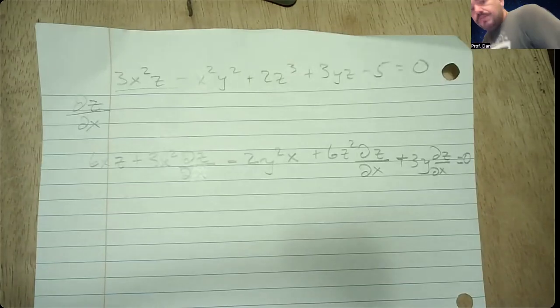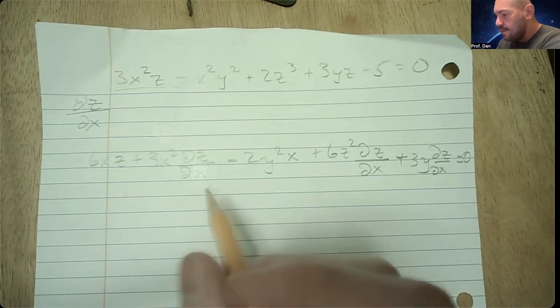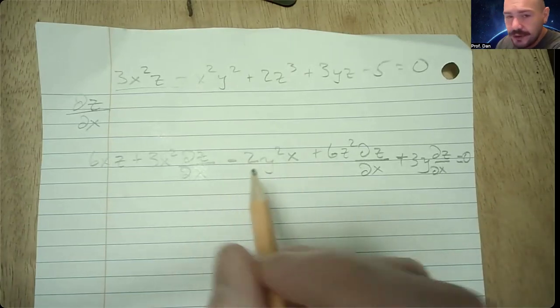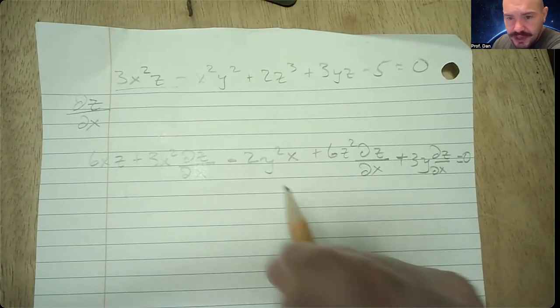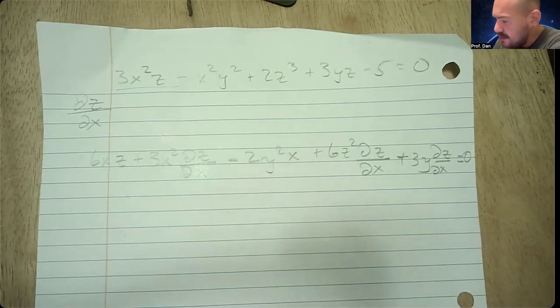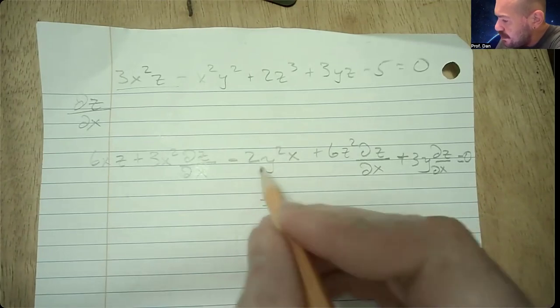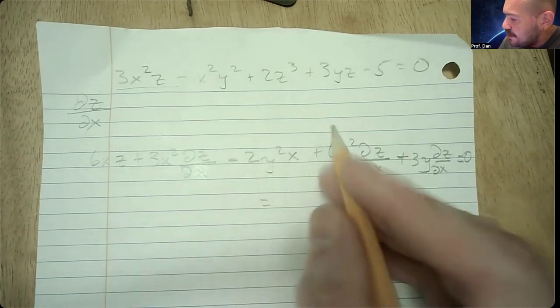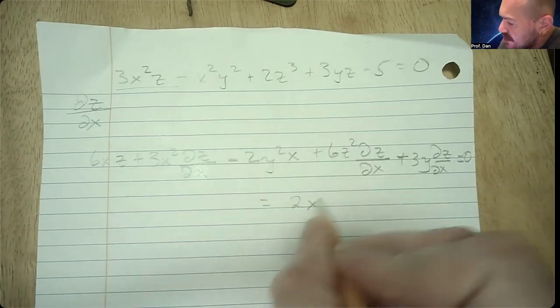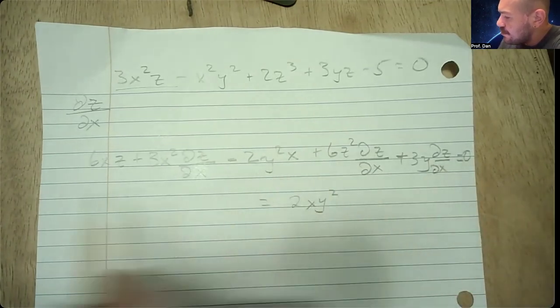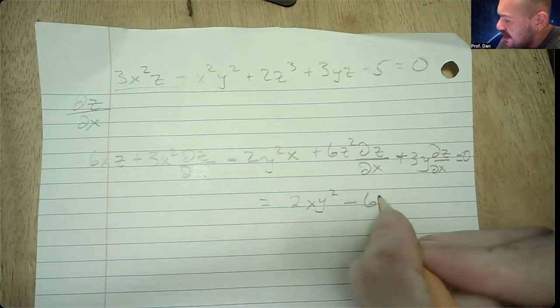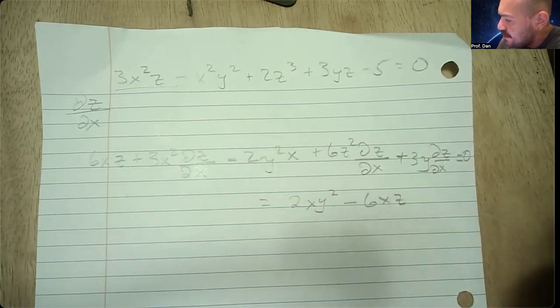And then we can do basically the exact same thing that we did with implicit differentiation, where we move over anything that does not have the derivative so that we can factor it out. So I see that I'll need to add 2xy squared to both sides, and I will need to subtract 6xz from both sides.